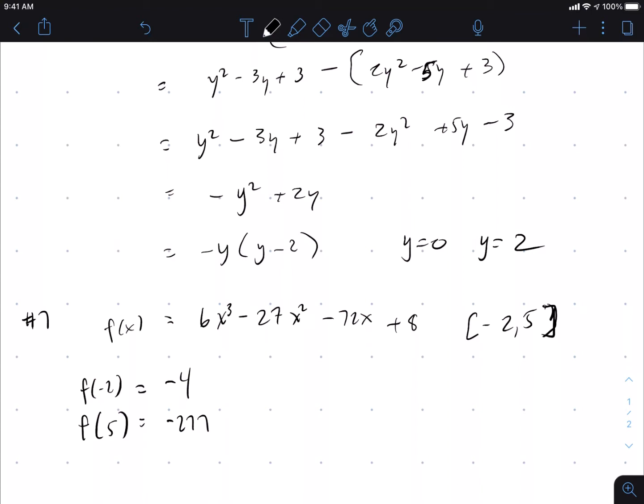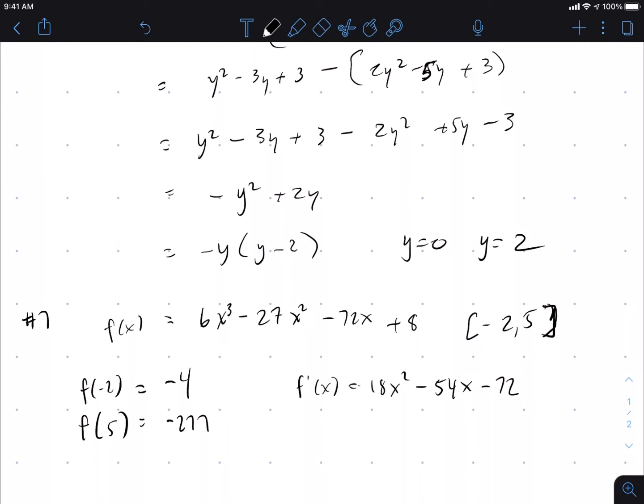Oh, I can do that one too, no problem. Okay. If any of you could confirm those two values for me, I'd really appreciate it. And then the derivative is what I need to do now. And so I'm going to get 18x squared minus 54x minus 72. And I need to check when this is equal to 0.